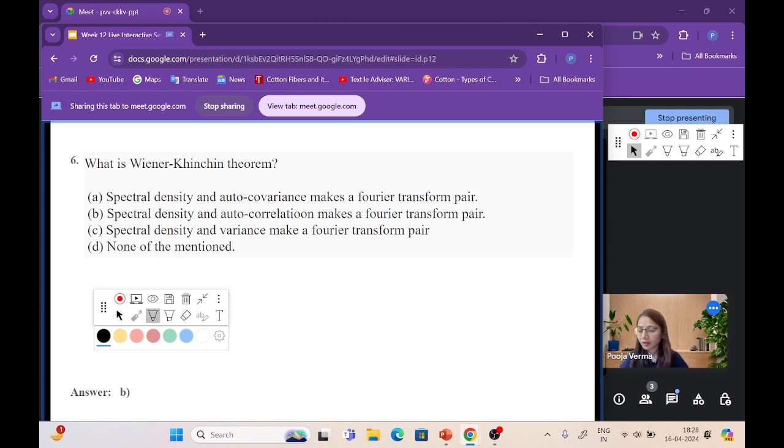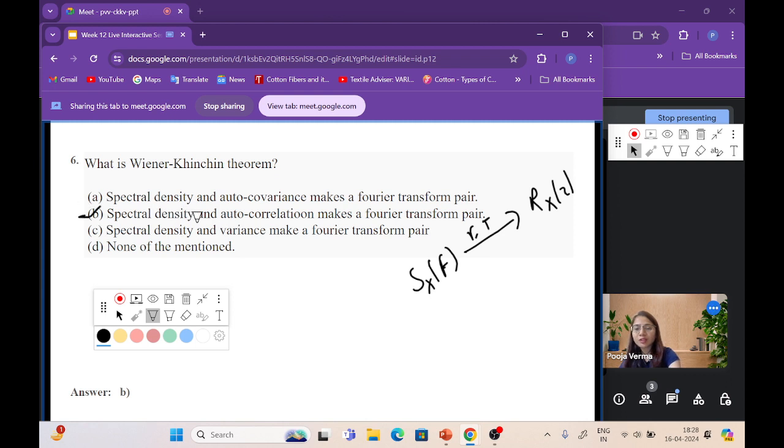The Wiener-Khinchin theorem: the power spectral density of a function is the Fourier transform of the autocorrelation function. So we can say that its power spectral density and autocorrelation make a Fourier transform pair to each other. That is called the Wiener-Khinchin theorem. The correct option is option B.